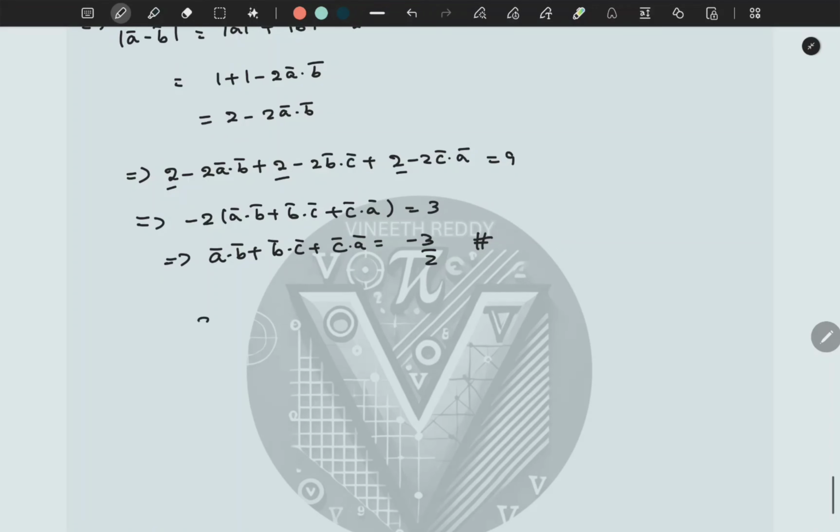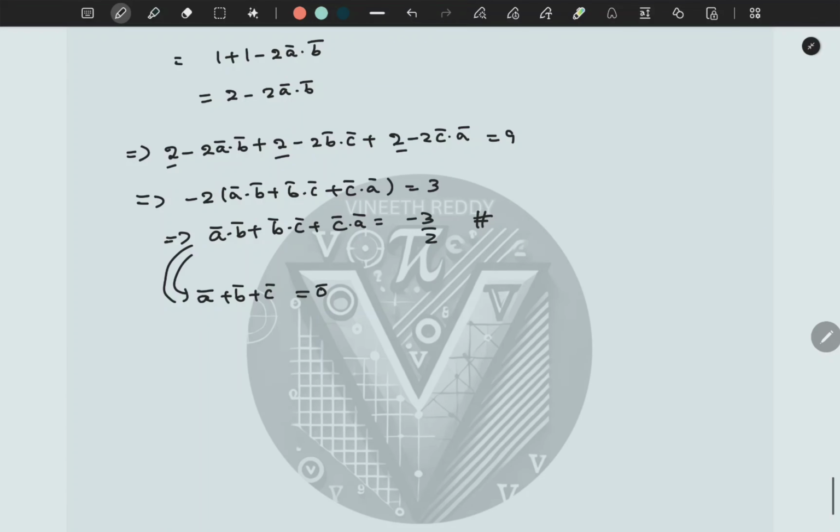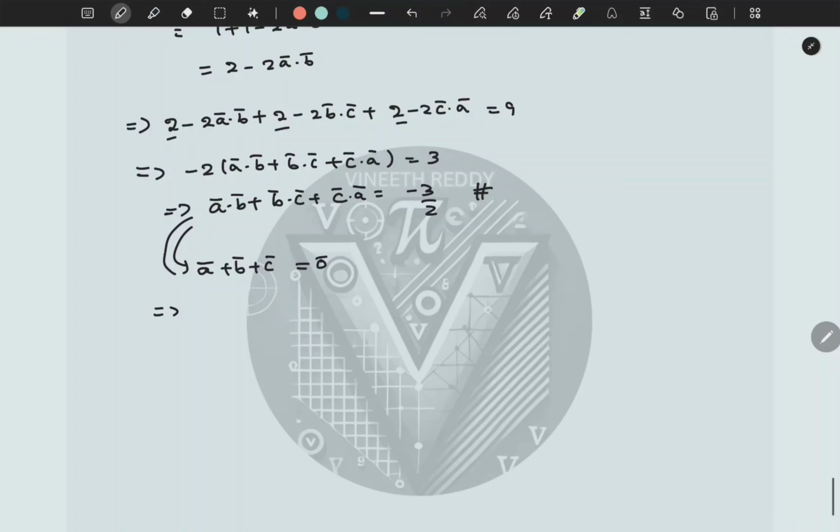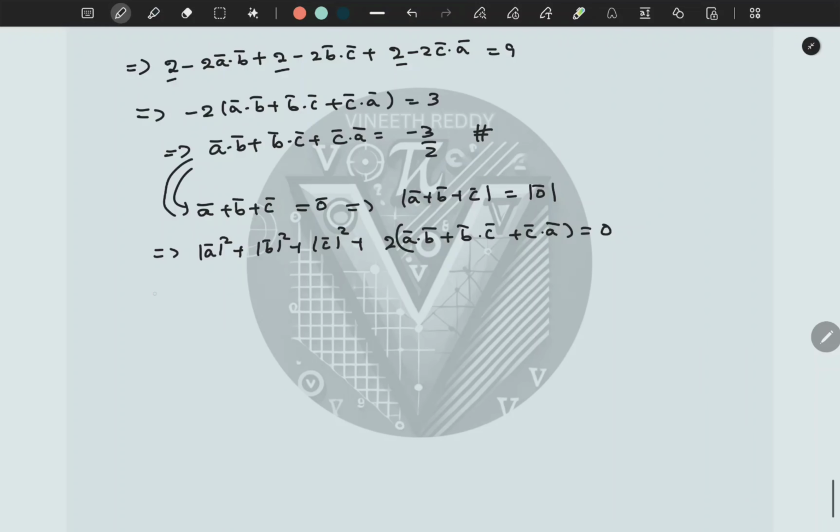Now think about it. See, this is only true if a plus b plus c is a null vector, right? This is only true if a plus b plus c is a null vector. I'll prove it, right? So now square on both sides, dear students. See, what I'm doing is I'm taking mod here and squaring on both sides. Okay, so we'll get this, right?